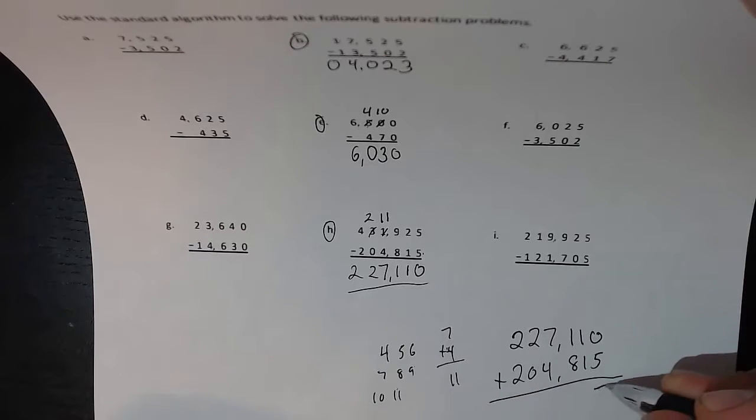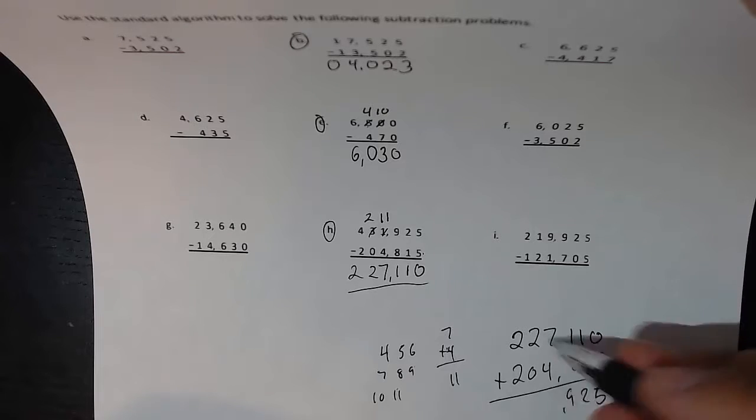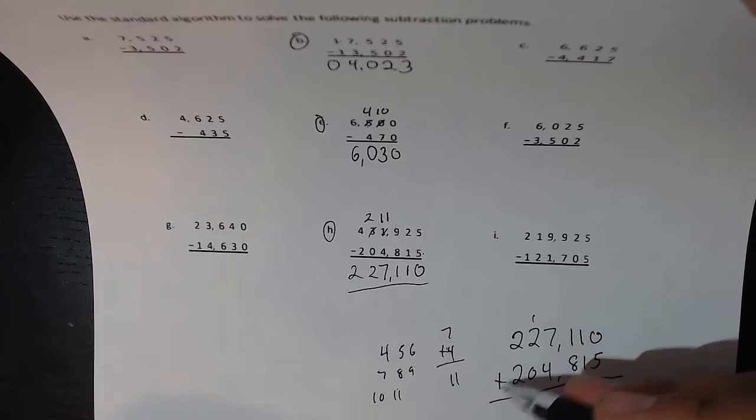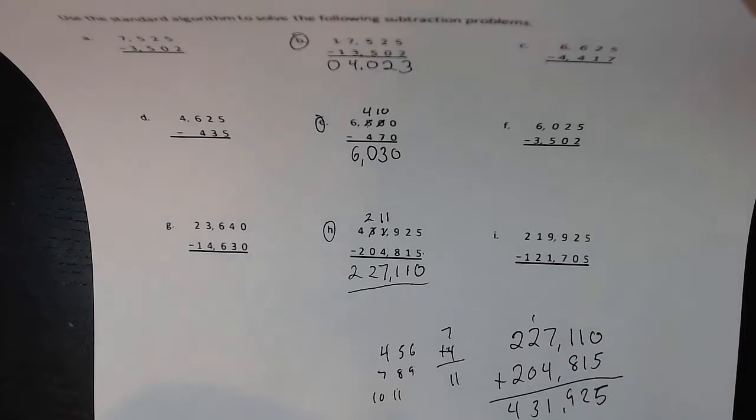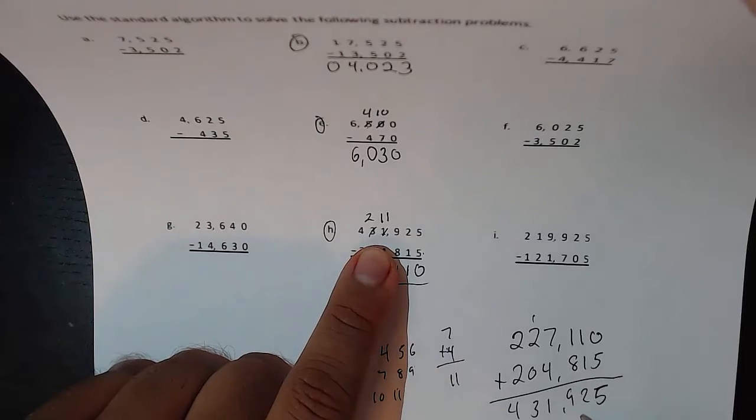0 plus 5 is 5. 1 plus 1 is 2. 1 plus 8 is 9. 4 plus 7, that's going to give me 11. Here's my 11. 2 plus 1 is 3. 2 plus 2 is 4. I have 431,925, just like in my question. So that means that I got it correct.